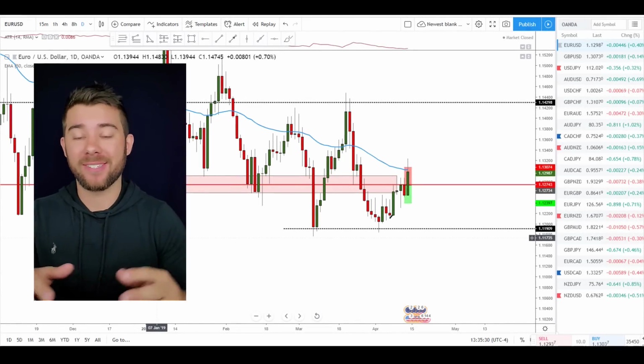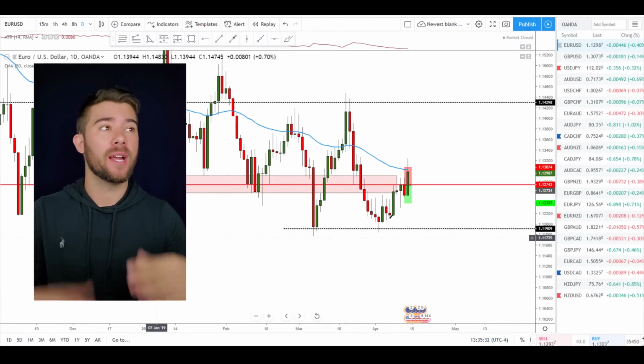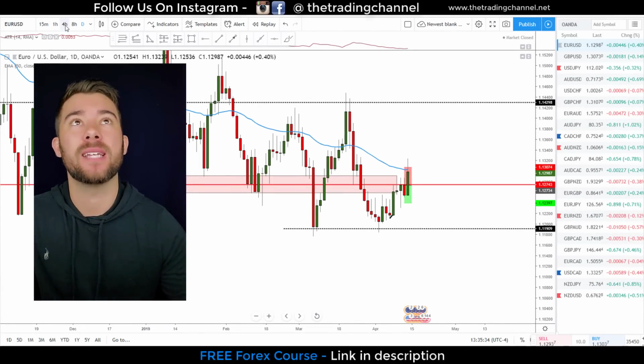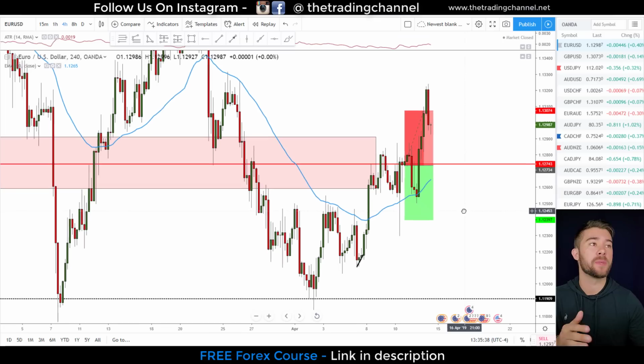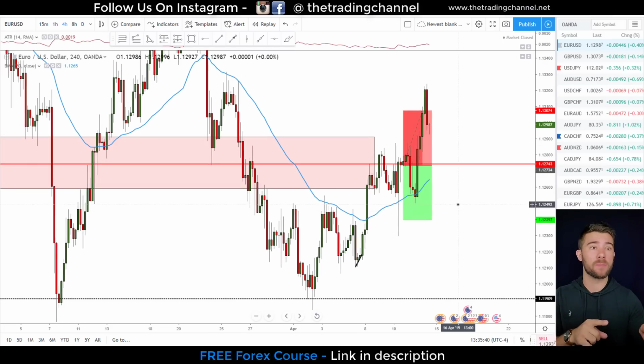So we're going to start our analysis off here on the euro dollar as we normally do. And I'm actually going to take this down to a 4-hour chart on this specific currency pair. The reason we're looking at the 4-hour chart is because we actually had a trade on this pair last week in the EAP Training Program.